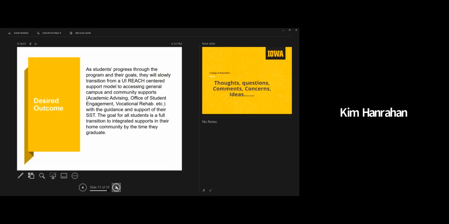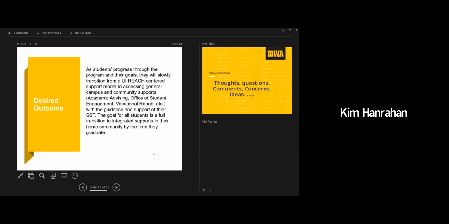The desired outcome in the end is that as students progress through their goals, they'll slowly transition from UI Reach Center support to community supports and campus supports. We were finding that a student really wasn't learning how to self-advocate, understand and recognize what their own needs are, and advocate to get some support in helping them manage those skills.